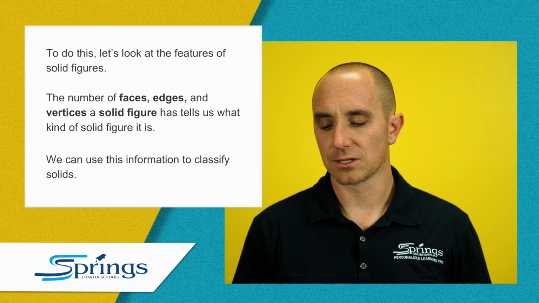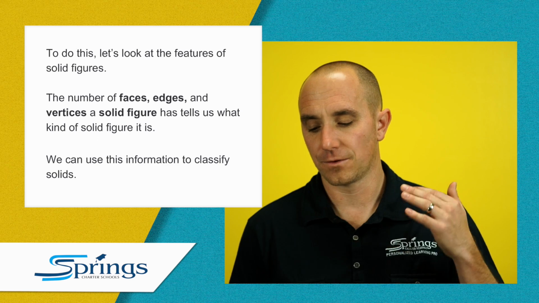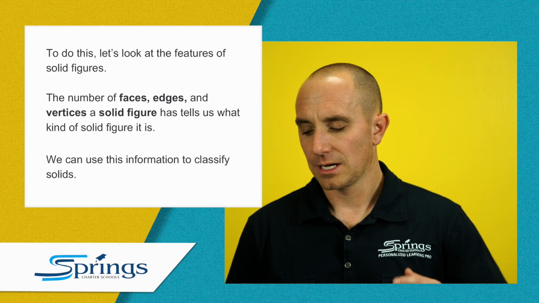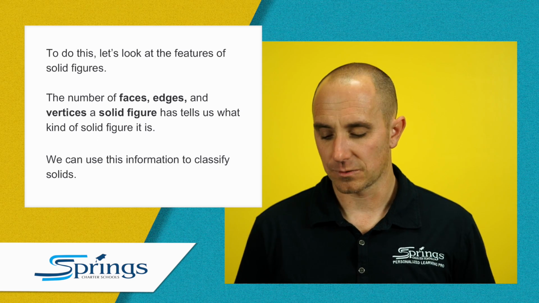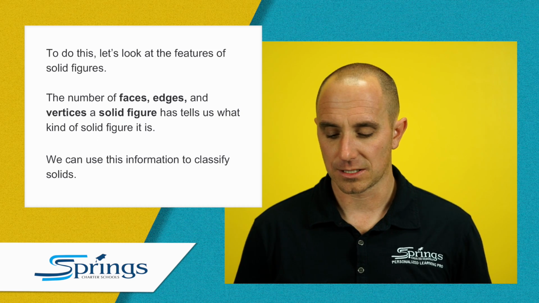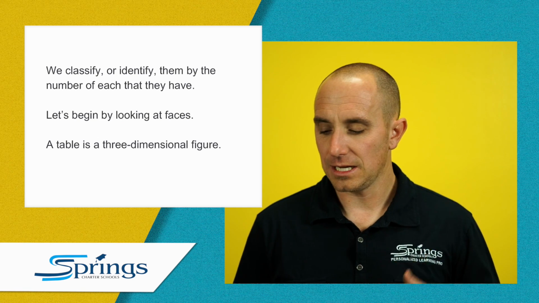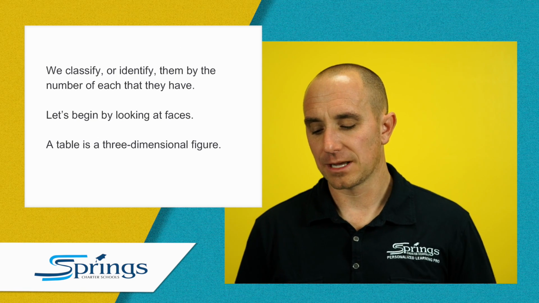So to do this, let's look at the features of a solid figure. The number of faces, edges, and vertices of a solid figure tells us what kind of solid figure it is. So you can use this information to classify solids. We classify or identify them by the number of each that they have. So let's begin by looking at faces.